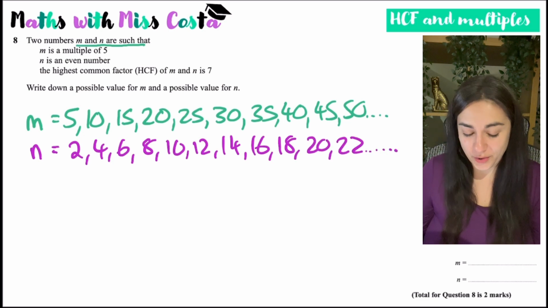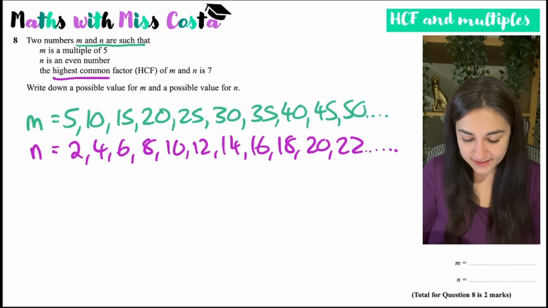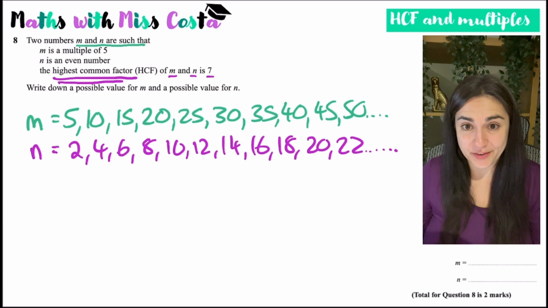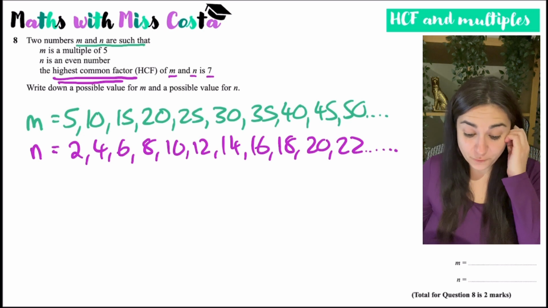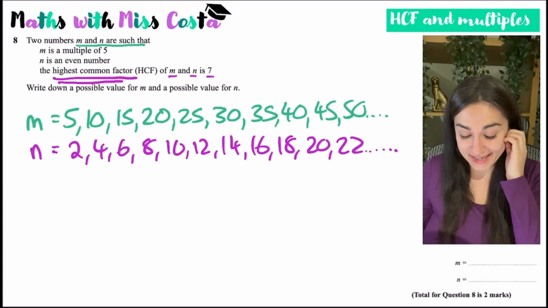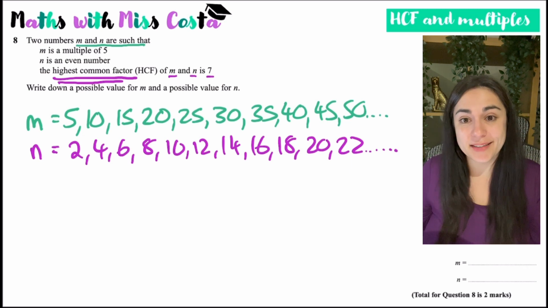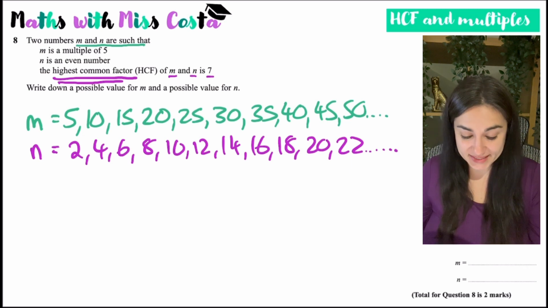And I know that the highest common factor of m and n is 7. Okay, so for 7 to be a factor in it, it means that these numbers must be in the 7 times tables.